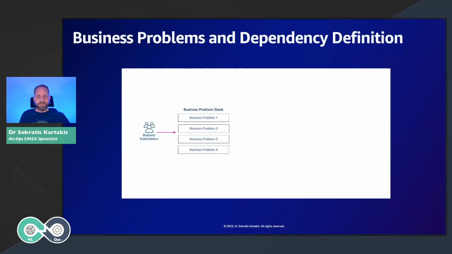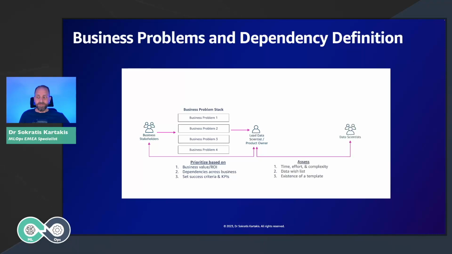Okay, let's see step by step the life cycle of a machine learning problem and how the business defines all of them. First of all, we have business stakeholders from different departments who say, I have all these different business problems. They talk with the lead data scientists or product owners, and they try to identify which of those business problems can be solved by using machine learning. Together, they define the KPIs and success criteria of these solutions. They define the dependencies across the business, and also the expected outcome, the return on investment, for example.